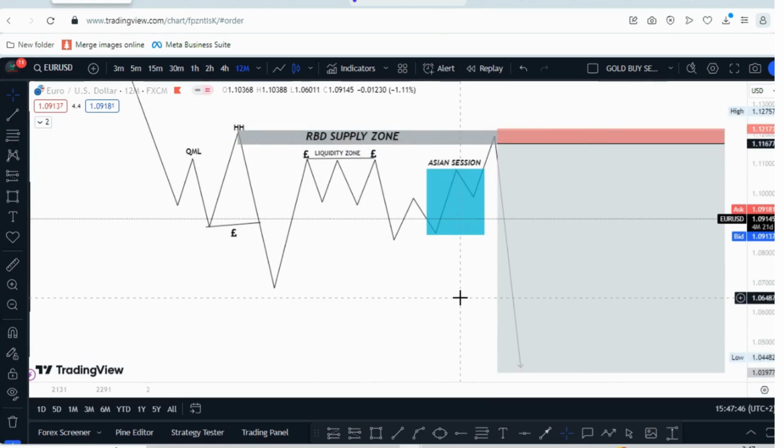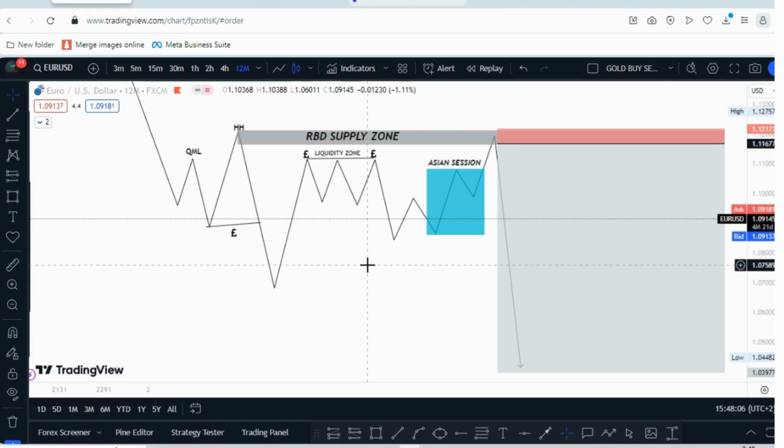One thing I've noticed, when the Asian session is nearer to your POI, most of the time that POI is invalidated. So always pay particular attention. Once you see that the Asian session is too close, it might be faked out and then the market can go in a different direction.